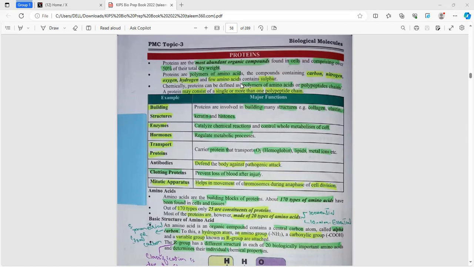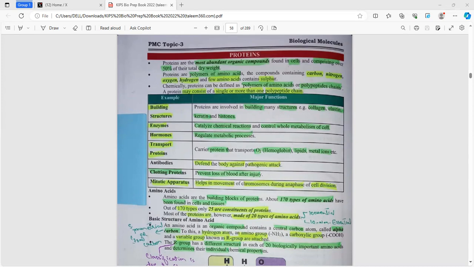Now, how are proteins made? We all know that polymers of amino acids combine to make polypeptide chains, and when these polypeptide chains combine, they help to form proteins. Now, these are some of the functions of proteins. However, the most important functions of proteins are the formation of antibodies and clotting, and the making of enzymes. You can also just read all the rest of these functions.